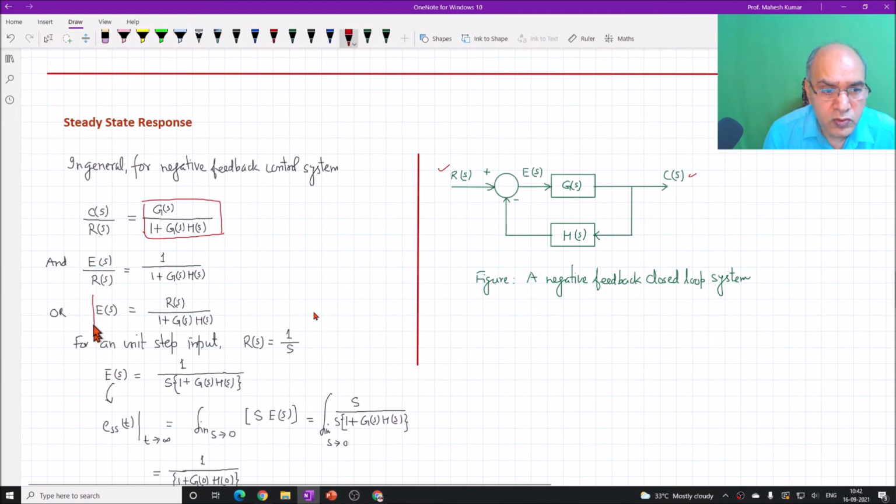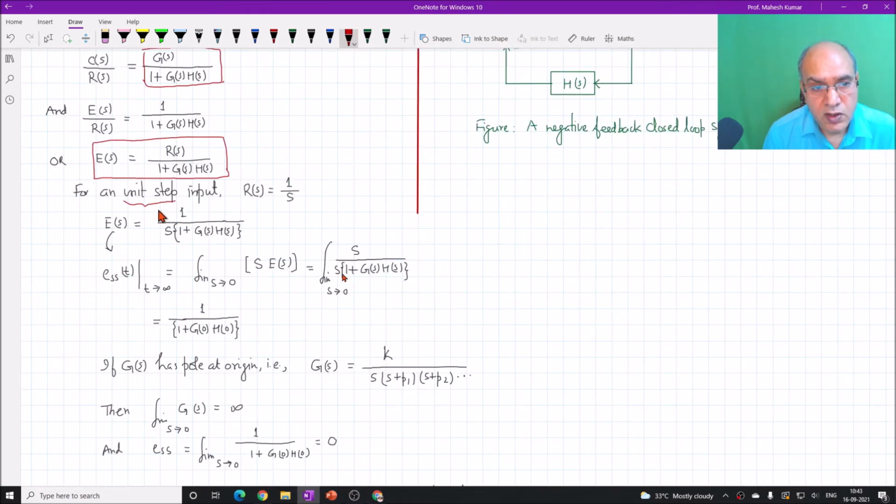So this is the ratio of the error, R(s)/(1 + G(s)H(s)). For any change in the input as a unit step function, R(s) can be given as 1/s in the Laplace domain. Substitute 1/s here, so 1/s will come here, and this is 1 + G(s)H(s). Now we find out what the steady state error is.